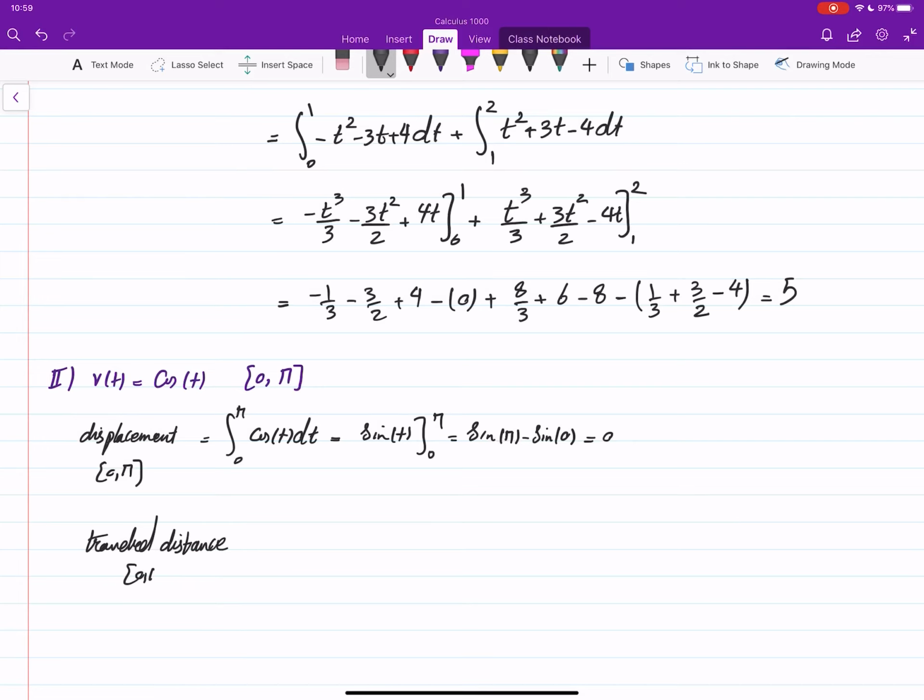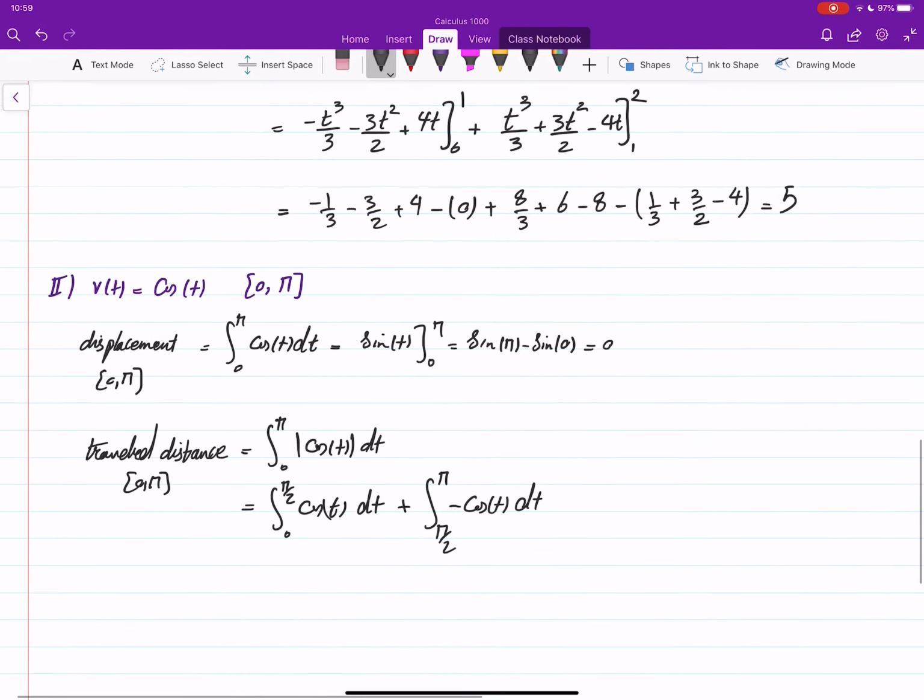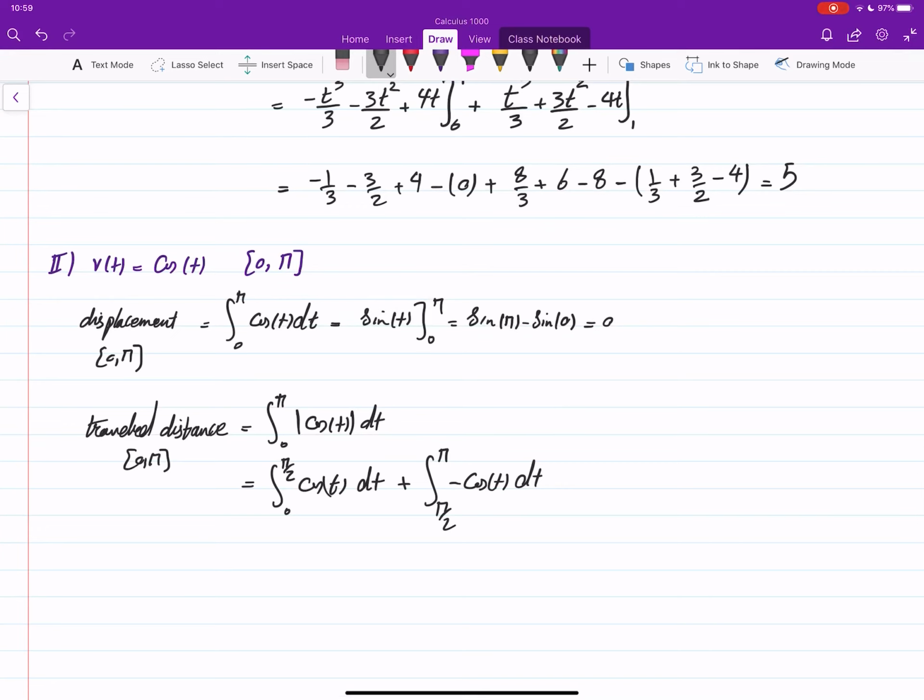on 0 to pi, we have to make sure that we have the integral of the absolute value of cosine t dt. While checking the graph of cosine t, you will see that this can go from 0 to pi over 2. Cosine t on that interval is positive. And then for the interval pi over 2 to pi, cosine is negative, so I will need to multiply by a negative sign to get a positive number.